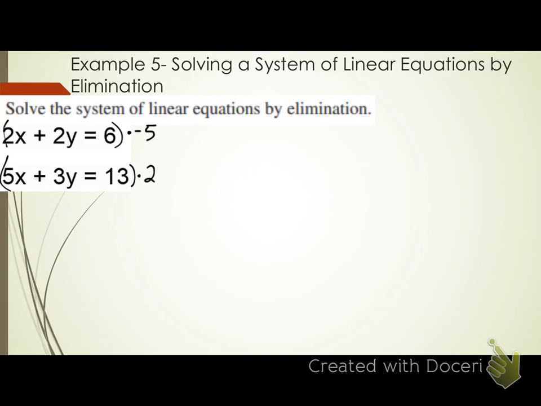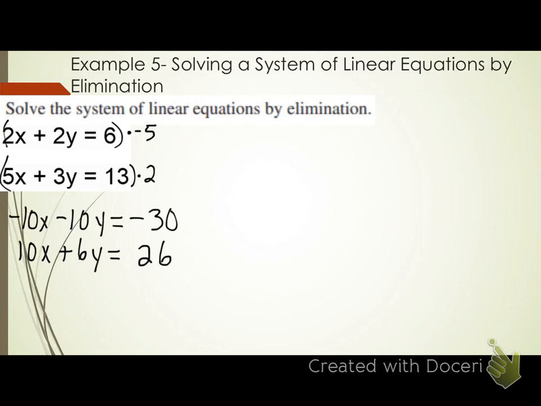2x times -5, negative 10x. 2y times -5, negative 10y. And 6 times -5, negative 30. Bottom equation. 2 times 5x, 10x. 2 times 3y, 6y. And 2 times 13, positive 26. Obviously, these numbers will be different if you did the top by positive 5 and the bottom by negative 2, or if you decided to eliminate the y values. You should get the same answer in the end, though, if you did it all correctly.